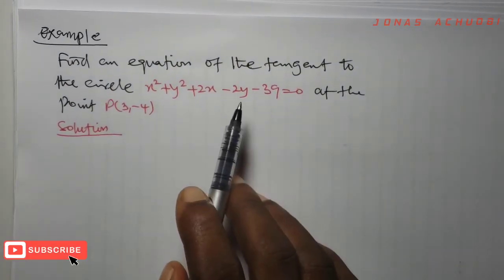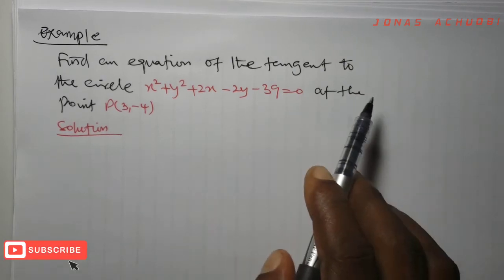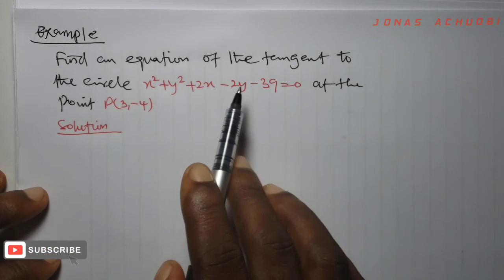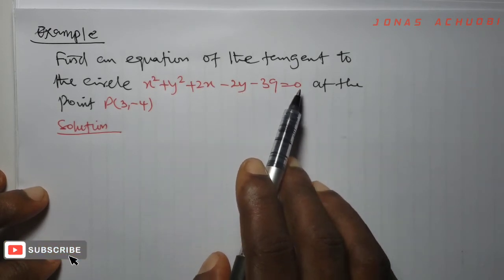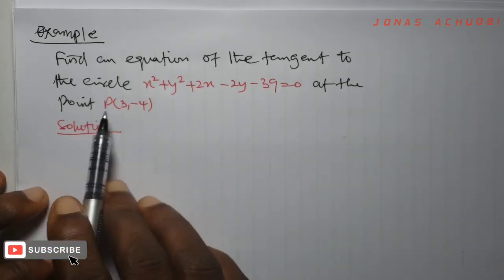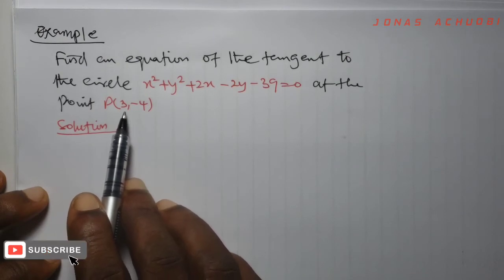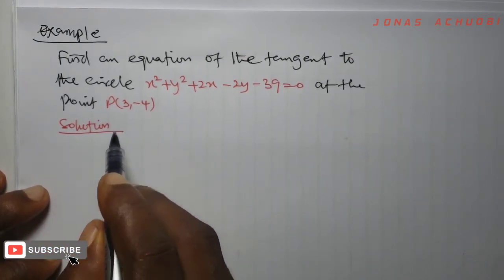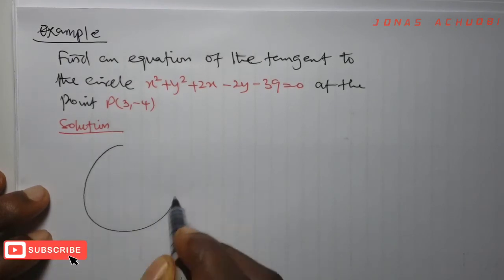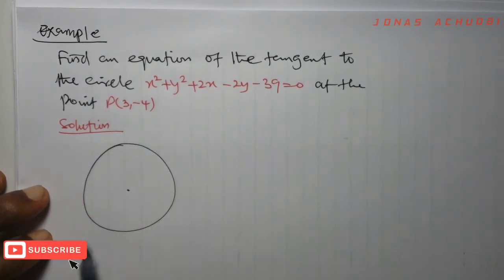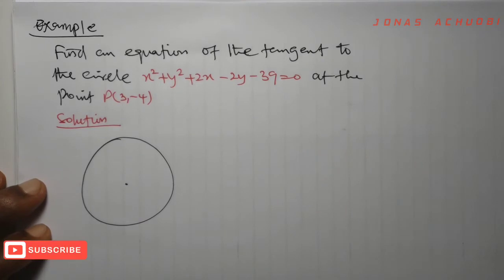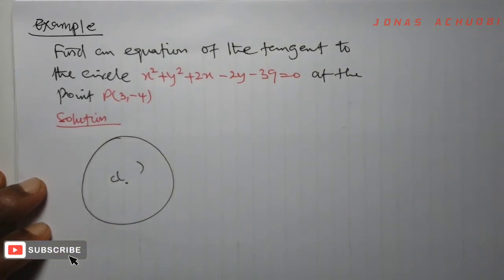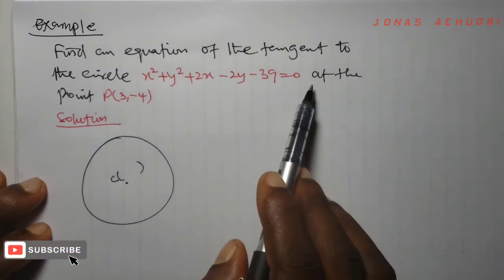Example. Find an equation of the tangent to the circle x squared plus y squared plus 2x minus 2y minus 39 equal to 0 at the point P with coordinates 3 and negative 4. So let us try to visualize what this problem is saying. We have a circle centered at a point which we do not know.